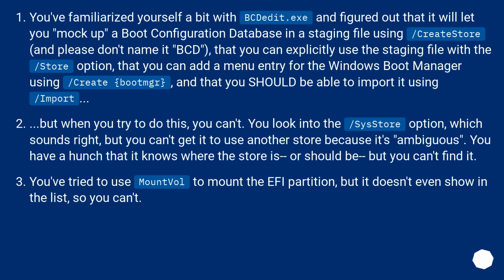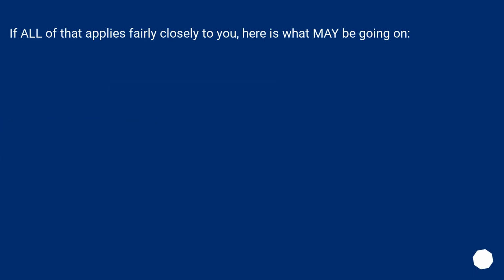You look into the /store option, which sounds right, but you can't get it to use another store because it's ambiguous. You have a hunch that it knows where the store is or should be, but you can't find it. You've tried to use mountvol to mount the EFI partition, but it doesn't even show in the list, so you can't. If all of that applies fairly closely to you, here is what may be going on.